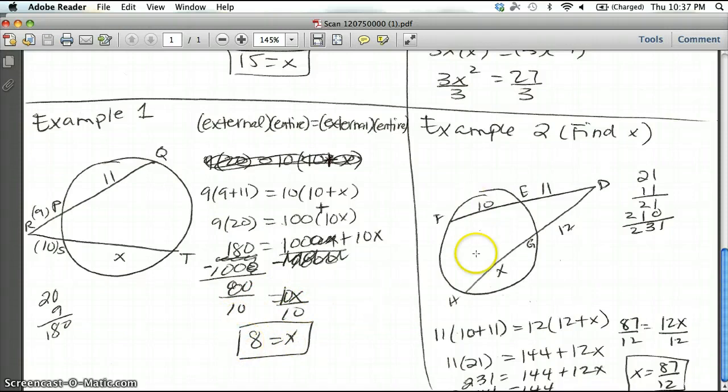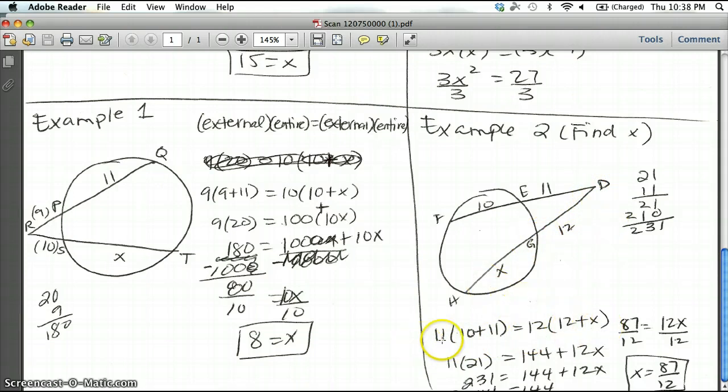Now let's look at example 2 over here. Again, we have to do external times our entire length is equal to external times our entire length. So let's look at our first segment. My external is 11. So 11 times 11 plus 10, because that's our entire length. So 11 times 10 plus 11 equals 12 times 12 plus x. So 12 times 12 plus x.